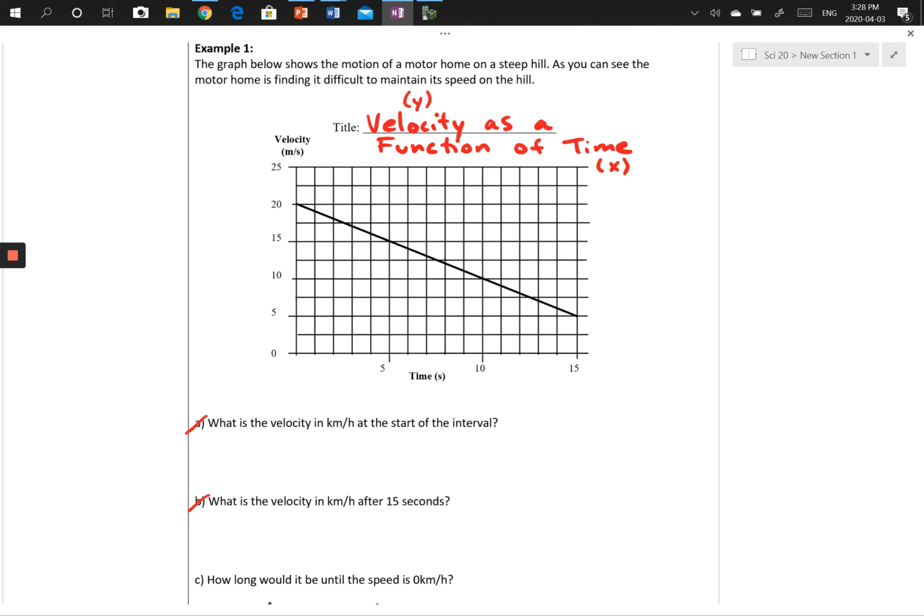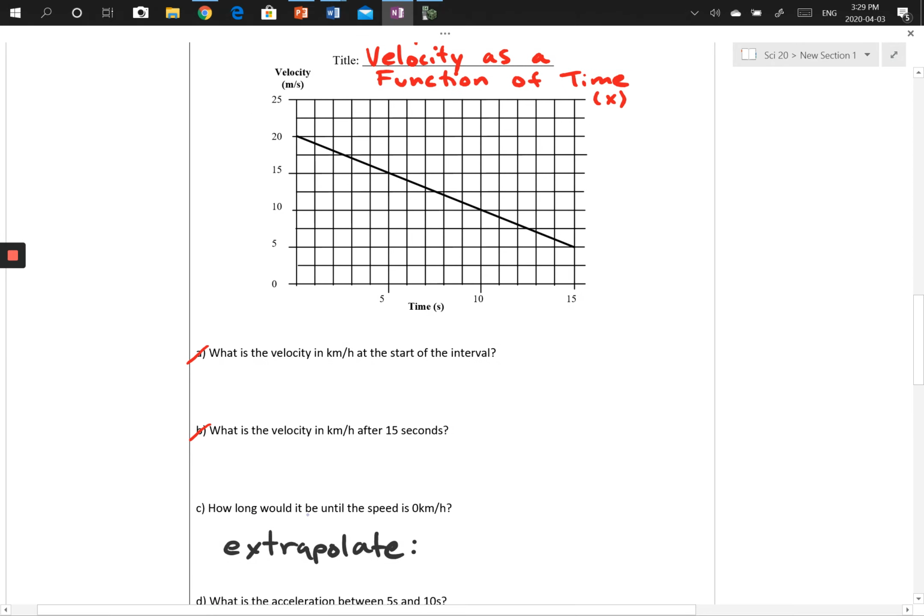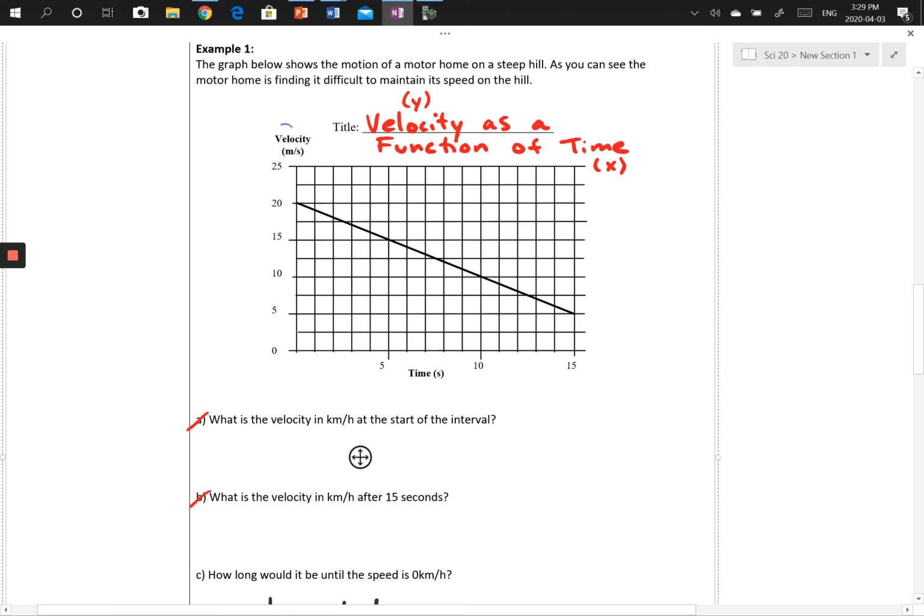The first question I want to look at here is how long would it be until the speed is 0 kilometers per hour? So the velocity, sometimes we use the words velocity and speed interchangeably, and we already talked about the difference between those two.